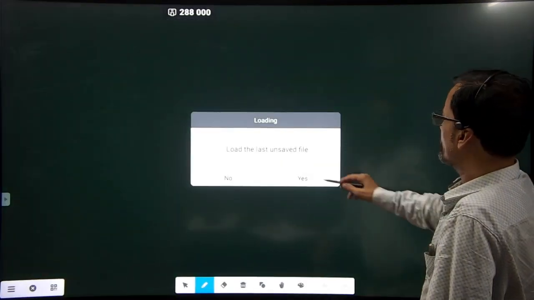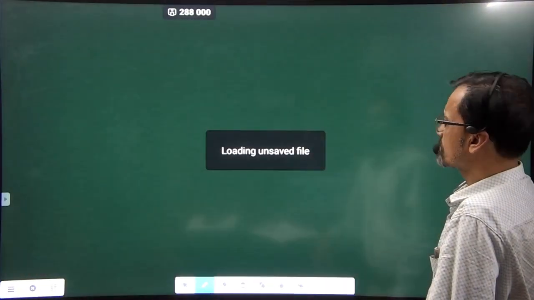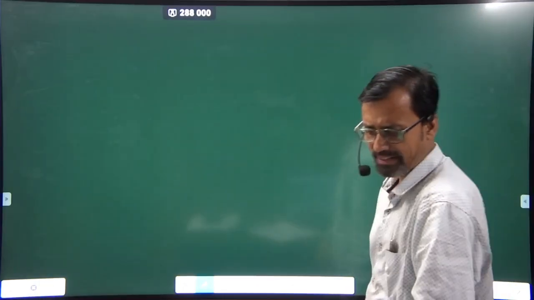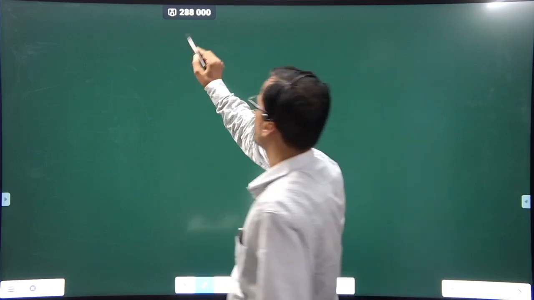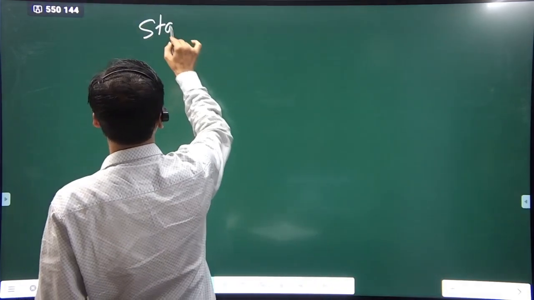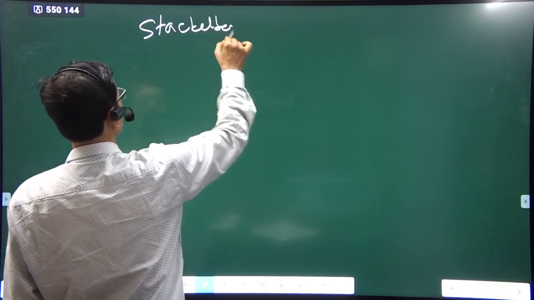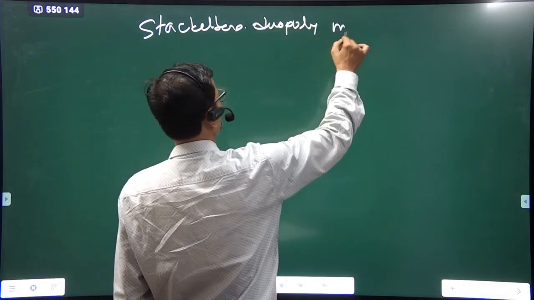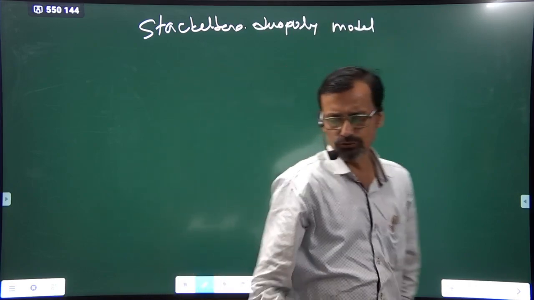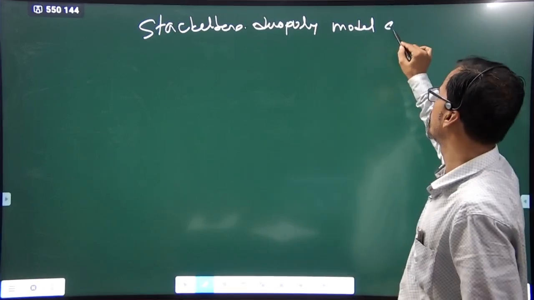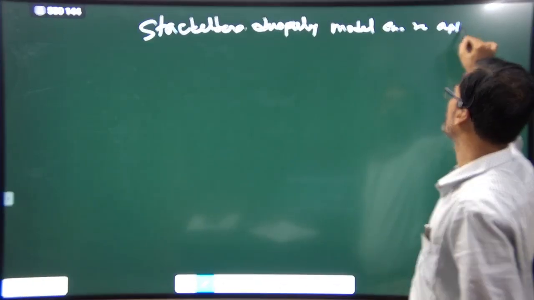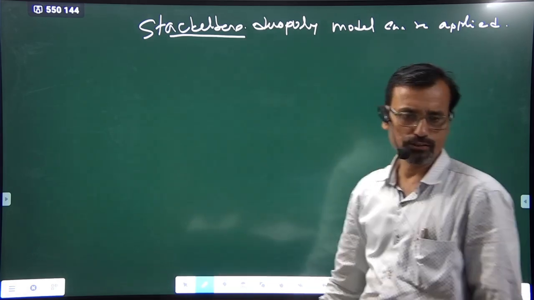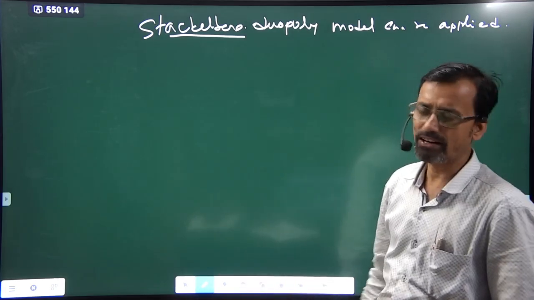So the main thing, in order to solve this question, we can apply the Stackelberg duopoly model. The Stackelberg duopoly model can be applied here. In respect of Stackelberg, we need to find out the reaction function.